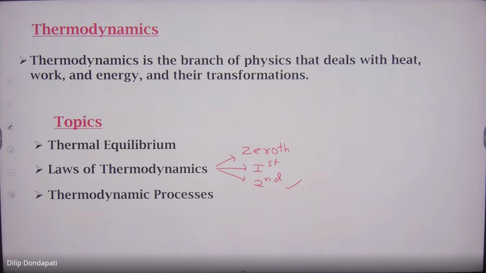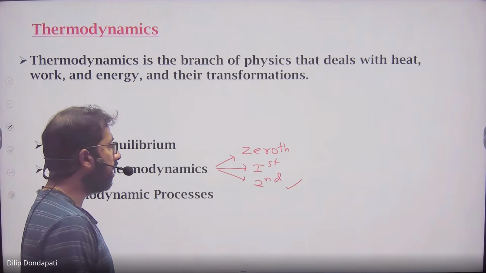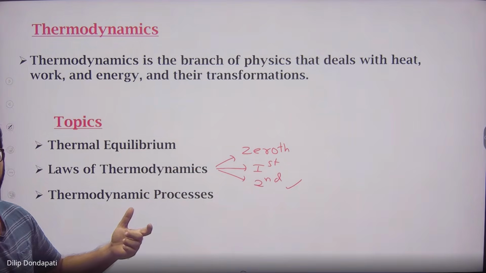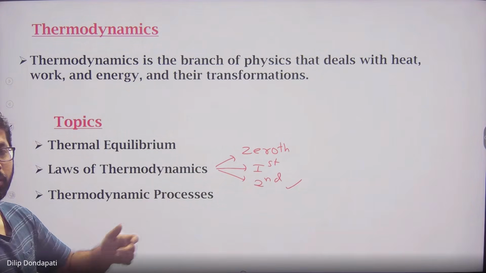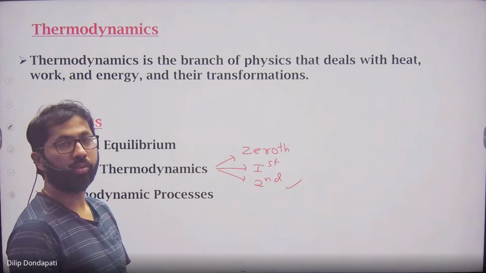Why did the name zeroth law come? Because they discovered the first law. Later they understood that okay, this is a fundamental property that should be there, so they put it before the first, and it became zeroth.